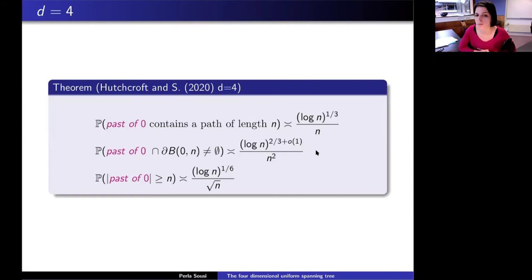The delicate thing is to prove the upper bound. So what I will do in the rest of the talk is explain some of the ideas behind the proof of just the first bound, because this is the most important bound in order to obtain also the other two. I'm going to give an almost complete proof of the lower bound, that this probability is at least (log n)^(1/3) over n. And I will not prove the upper bound, which is the hardest direction.